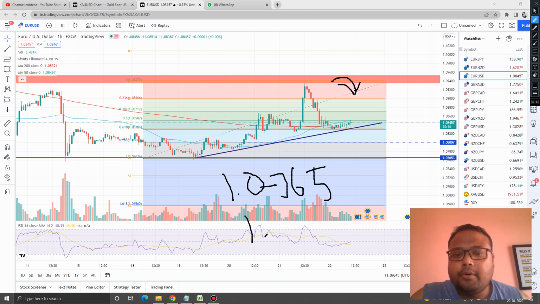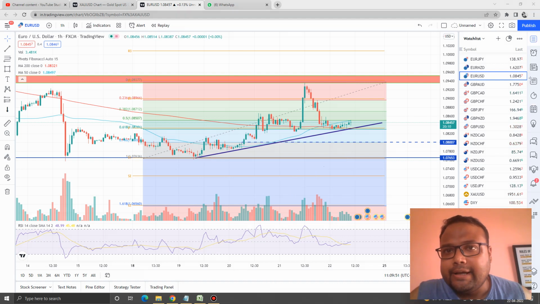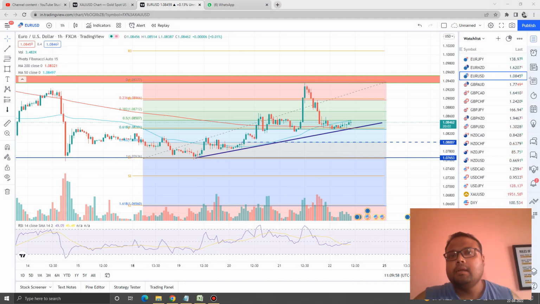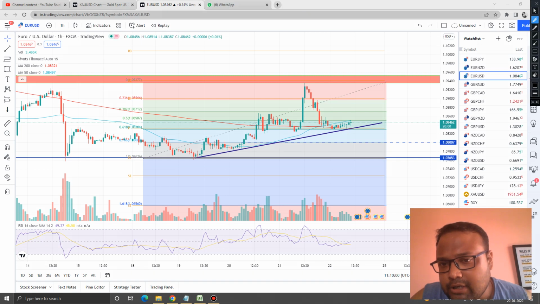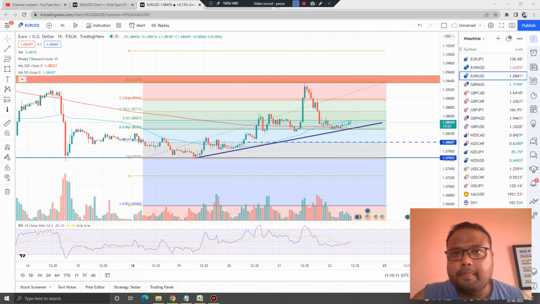And on the other hand, the strongest support on the chart of Euro USD is 1.0765, 1.0760. This is the strongest support on Euro USD. If Euro USD comes down to this level, we can expect the market to bounce. If market comes down to this level and bounces, we can take a buy position. So this is the important resistance and this is the important support of Euro USD.